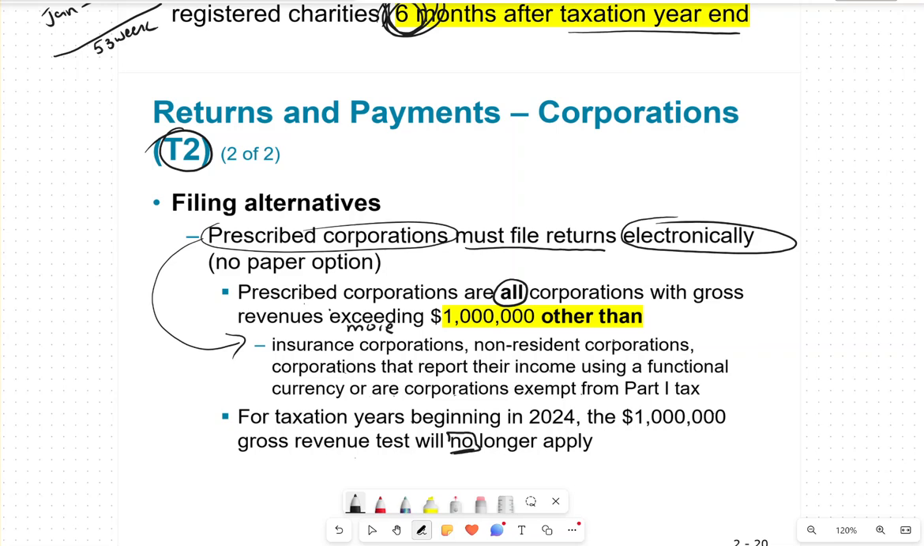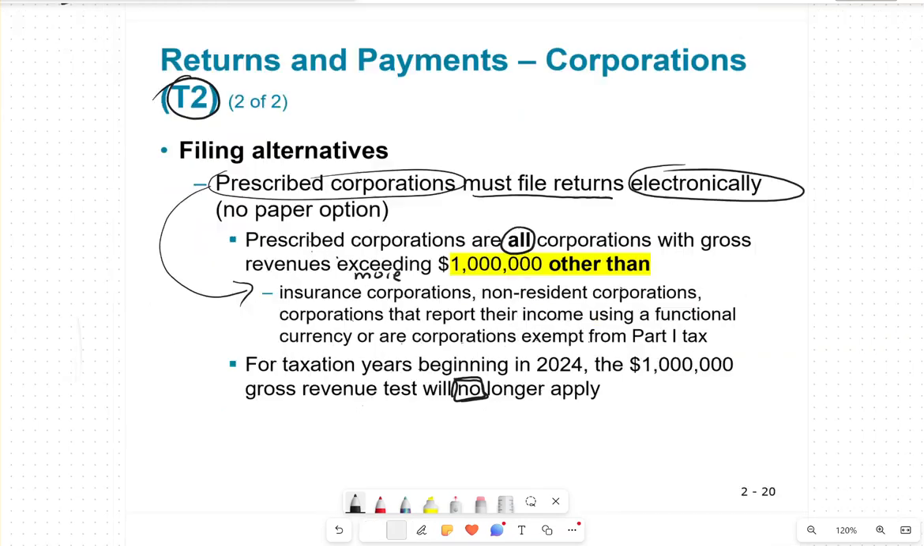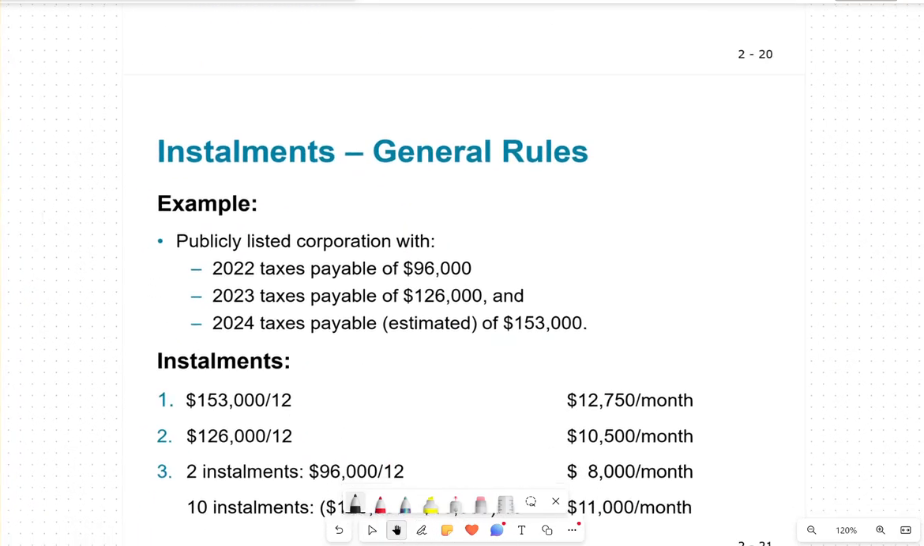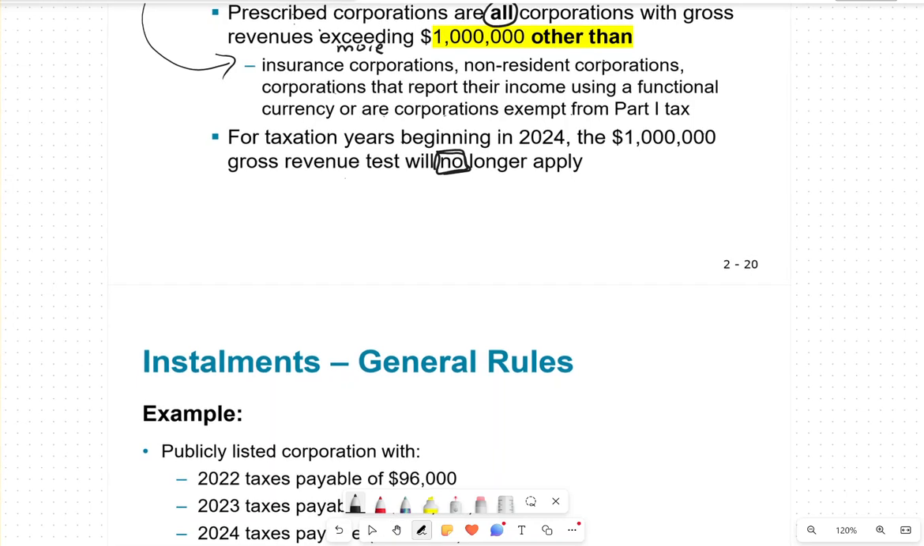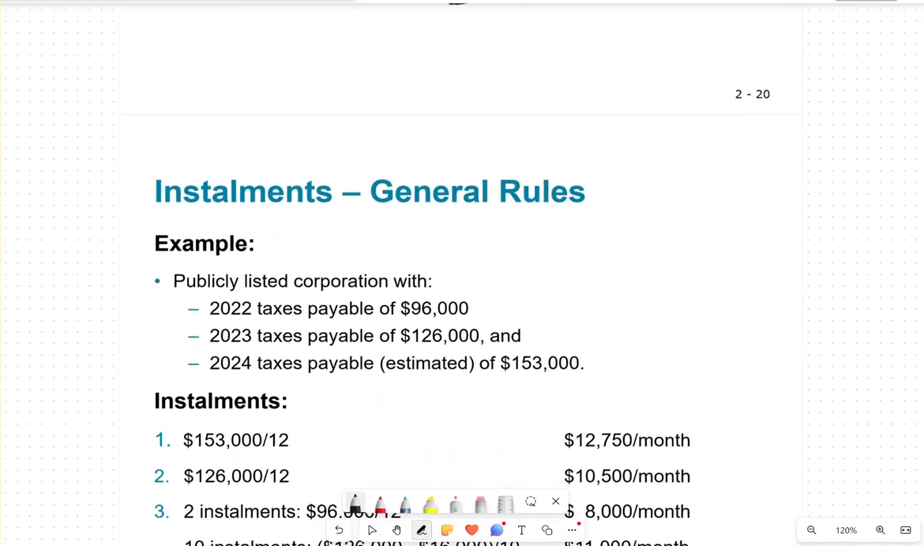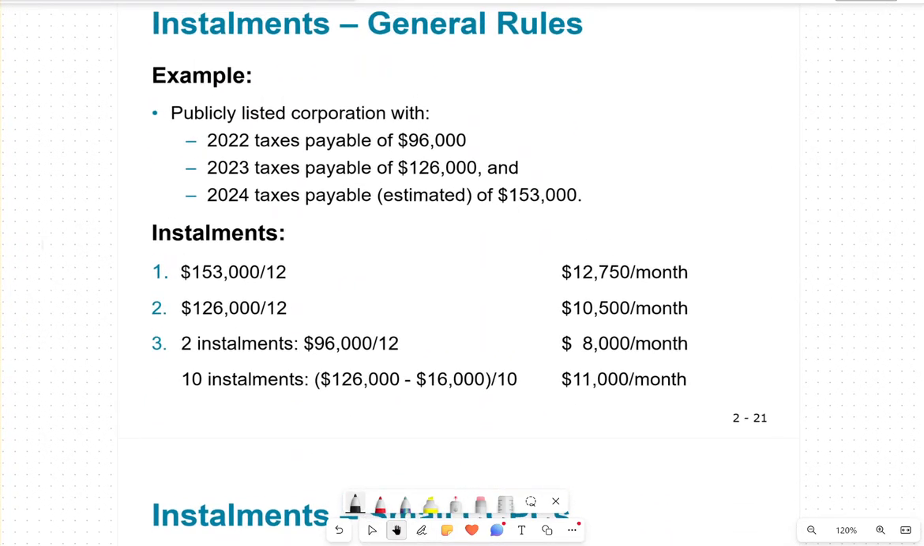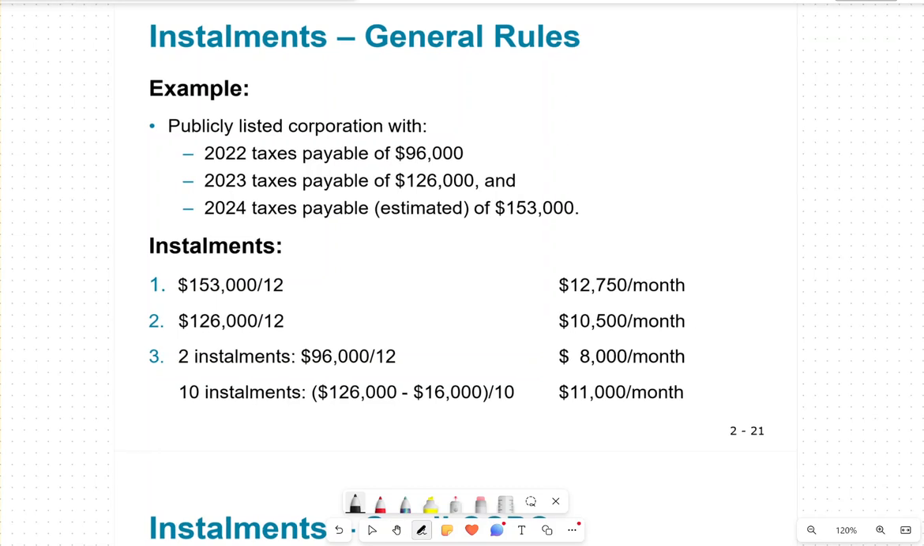So the Income Tax Act changes all the time. The new rules are changes. So the $1 million no longer applies. It used to apply, but no longer applies for the year 2025. This is an example. Of course, if individuals are allowed to make installments, so is the corporation. So it's similar to what we do.